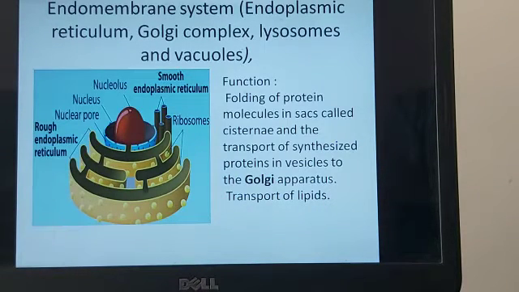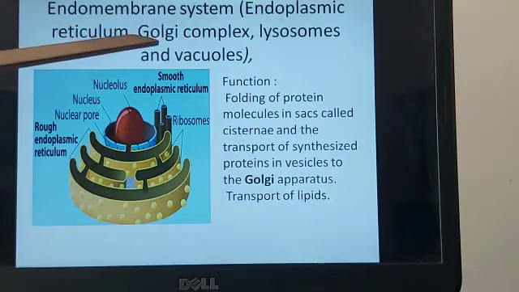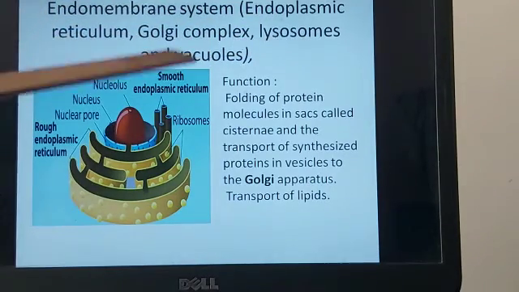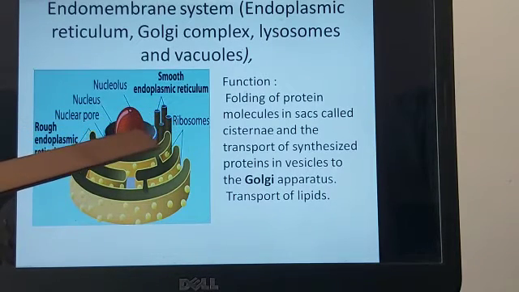Now next let us discuss the endomembrane system. The endomembrane system is a group of cell organelles: endoplasmic reticulum, Golgi complex, lysosomes and vacuoles. All these four together comprise the endomembrane system. First let us start with the endoplasmic reticulum. As I told you, the endoplasmic reticulum exists in two types: smooth and rough. Rough endoplasmic reticulum has ribosomes, whereas smooth endoplasmic reticulum does not have ribosomes.